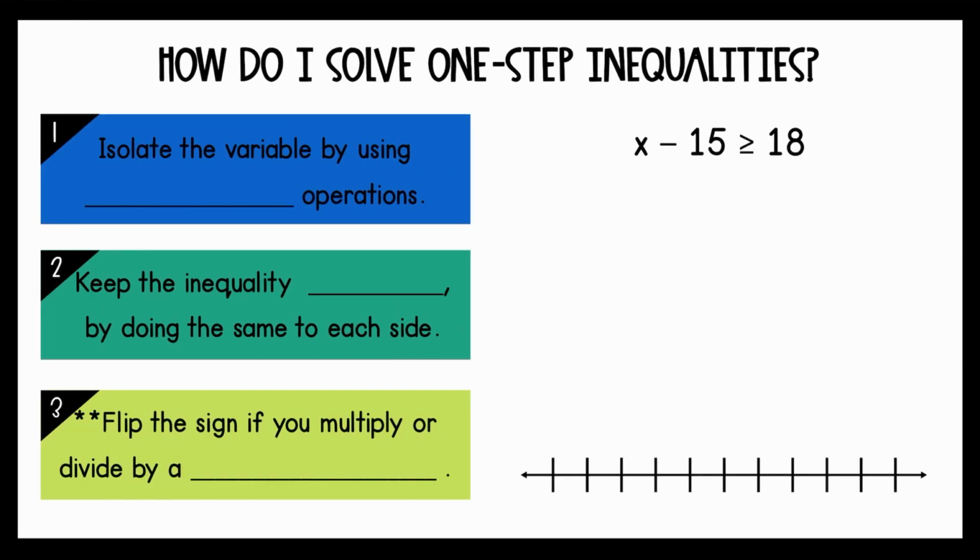Okay, so let's look at how we are going to go about solving these. Just like solving equations, we're going to isolate the variable by using inverse operations. And just as a quick reminder, the inverse of addition, to undo addition, is subtracting. The inverse of multiplying, to undo that, is division. And then we want to keep the inequality true by doing the same thing to each side.